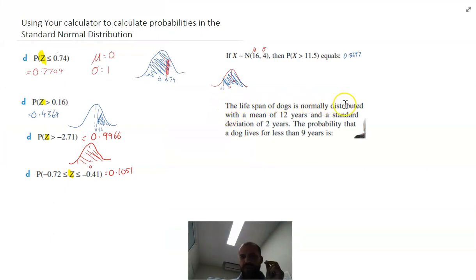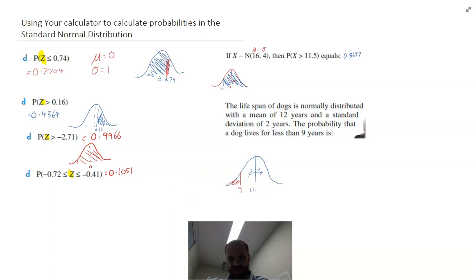The lifespan of dogs is normally distributed with a mean of 12 years and a standard deviation of 2 years. The probability that a dog lives for less than 9 years is. Okay, so again, it's a normal distribution with a mean of 12 and a standard deviation of 2. 9 is going to be down here somewhere, and less than 9, so we want this area down here. It's going to be like 20 something percent, maybe 17%.